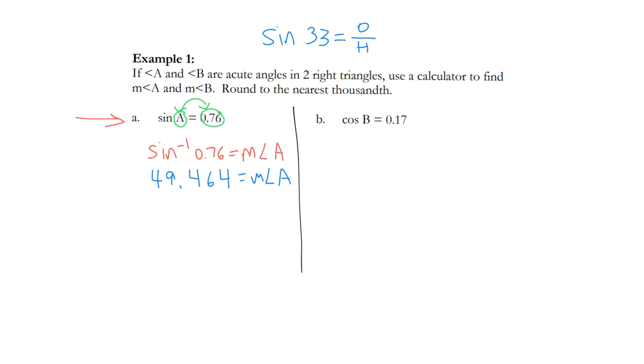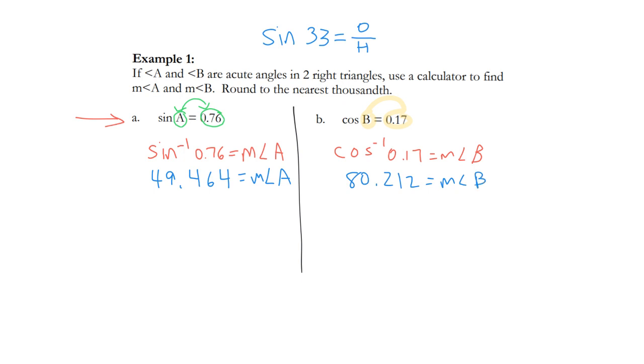Okay, so again, here we go. Cosine inverse. Take these and swap them around. So we're going to put 0.17 here, and then we're going to put measure of angle B here. Now we're going to use our calculators. Shift cosine of 0.17, hit enter, and we're going to find that 80.212 is the measure of angle B.